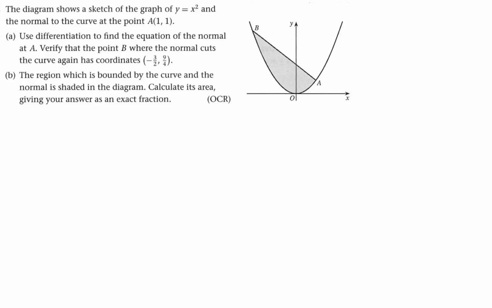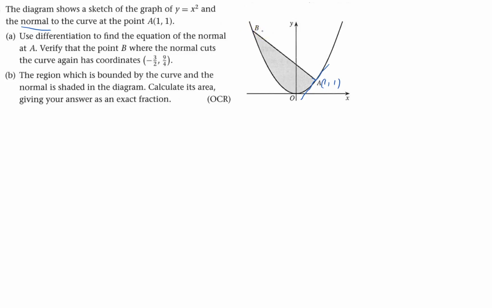Okay, the diagram shows a sketch of y equals x squared and the normal to the curve at the point (1, 1). So that's (1, 1) there, and that's the normal. I'm going to have to work out the gradient, work out the normal, and use differentiation to find the equation of the normal, and then verify where it cuts the curve.